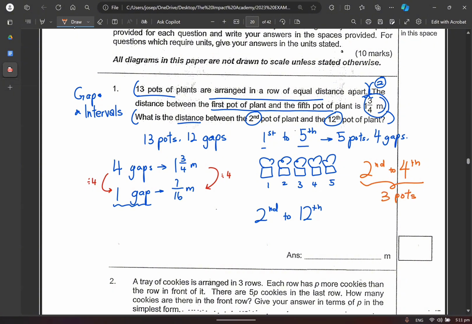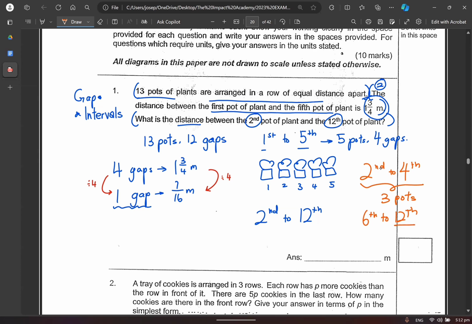How do we actually get 3 pots? We take the last digit, which is 4, minus 2, we get 2, then we plus 1 to get 3. Agree? Yeah. So let's see whether we can do that from the 6th to the 12th. The last number minus this, we get 6, we plus 1, we get 7. Is that correct or not? 7 pots, from the 6th to the 12th.